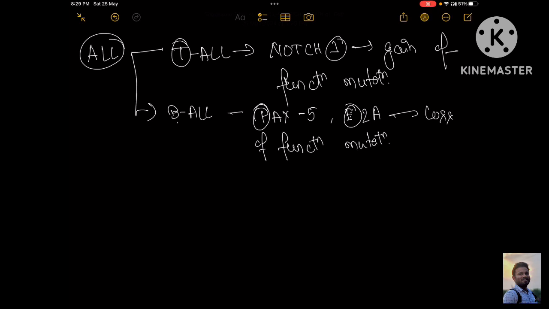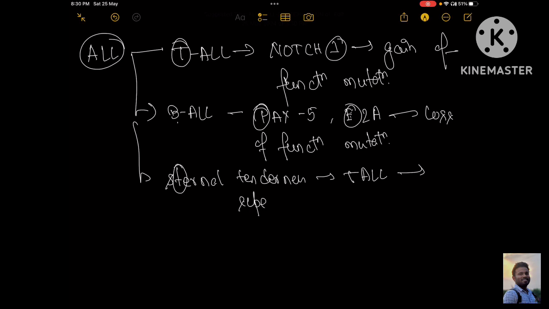Next, there is another term called mediastinal mass or superior mediastinal syndrome or sternal tenderness. T-ALL is also associated with superior mediastinal syndrome.